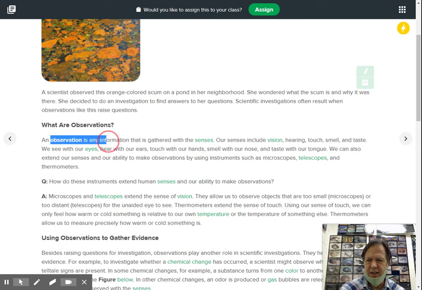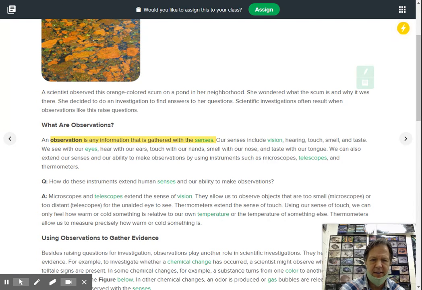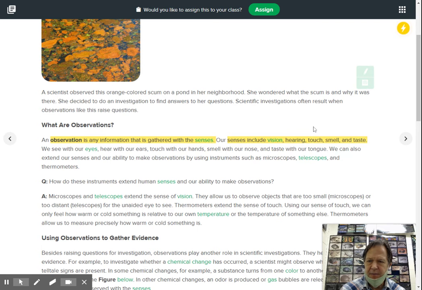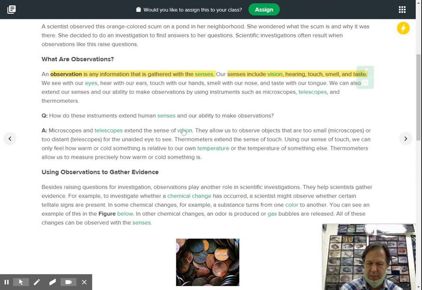An observation is any information that's gathered with your senses. And we know what our senses are, right? We've known that since probably elementary school. Your senses include your vision, so sight, and hearing and touch and smell and taste. Okay? So that's how you gather that information, using your senses. You can read more about this.